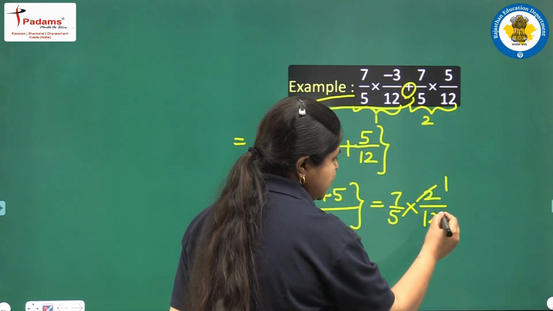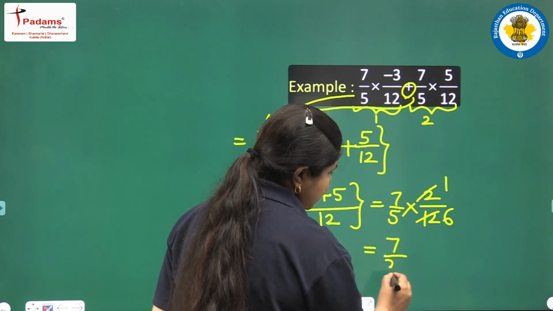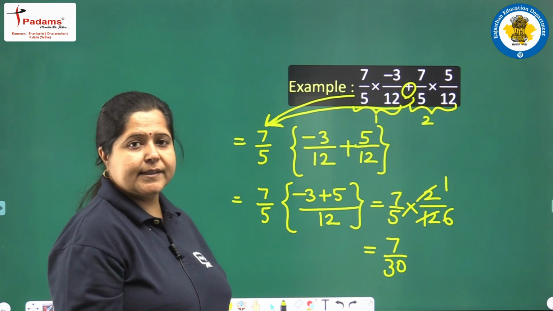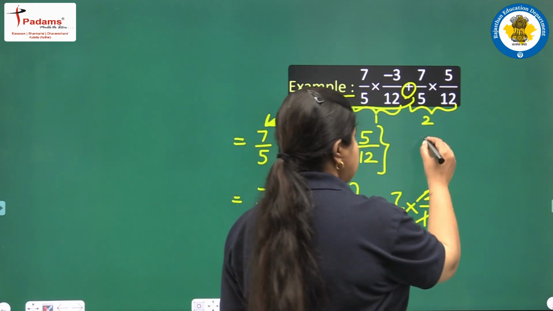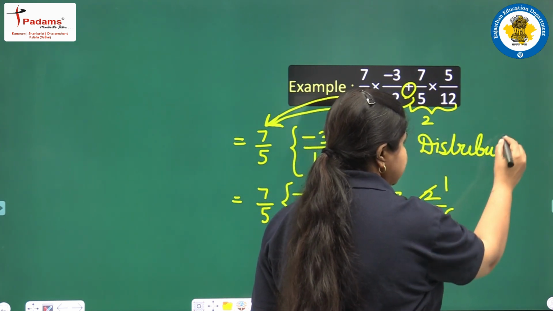Cancel it, 2 ones are 2, 2 6s are 12. This will give us 7 upon 30 as the answer. 7 ones are 7, 5 6s are 30. So this is the answer. In this way we have applied which property? Distributivity has been applied here.